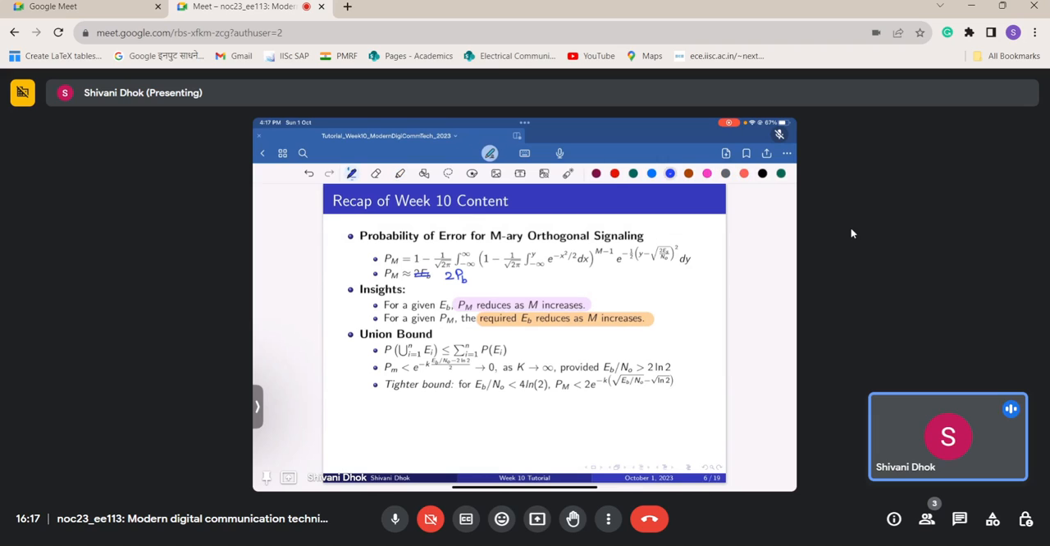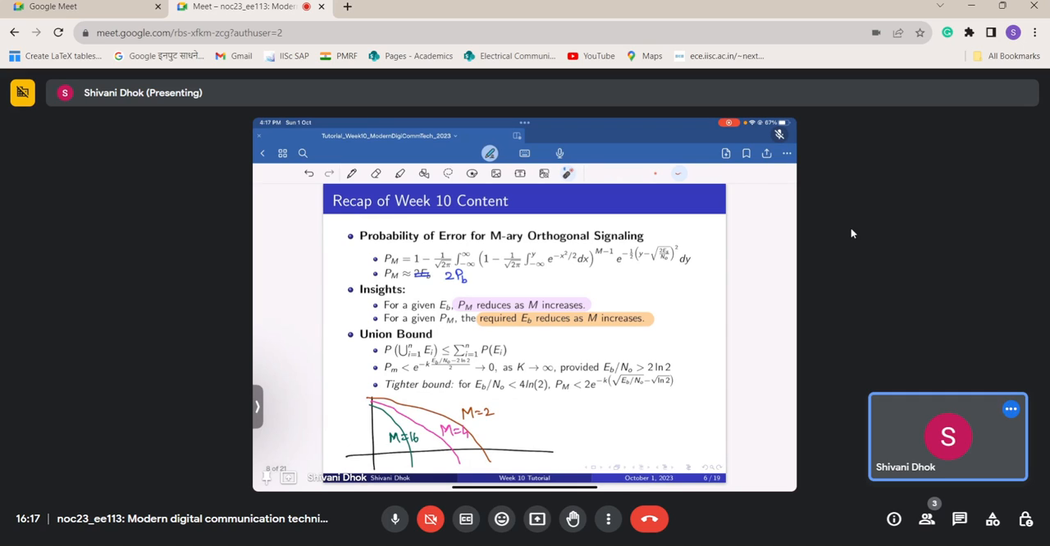So we observed a complete trend reversal, which was something like this. This was for M equal to 2, then it reduced for M equal to 4, and it further reduced for M equal to 16, and so on. Something like this we observed for orthogonal signaling. In order to understand how this is happening, how arbitrarily low we can go, and what is the minimum amount of energy that we require for such a situation, we looked at the union bound.